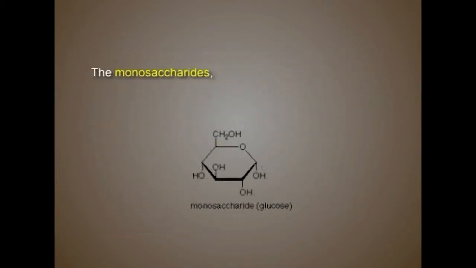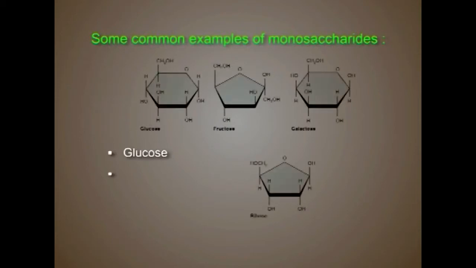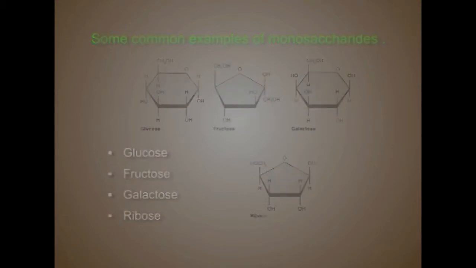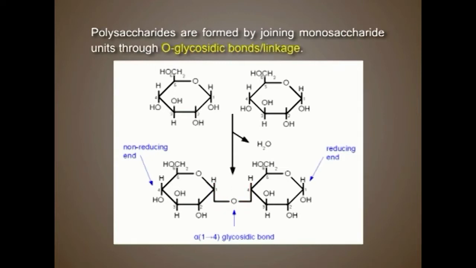The monosaccharides are either aldehydes or ketones with 2 or more hydroxyl groups. Some common examples of monosaccharides are glucose, fructose, galactose, ribose, etc. Polysaccharides are formed by joining monosaccharide units through O-glycosidic bonds or linkages.